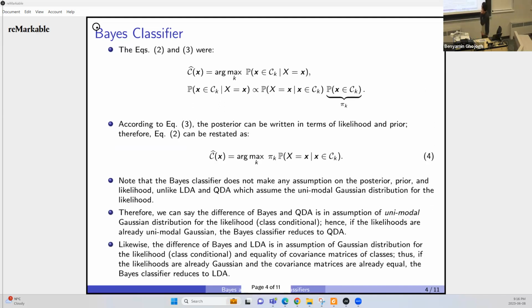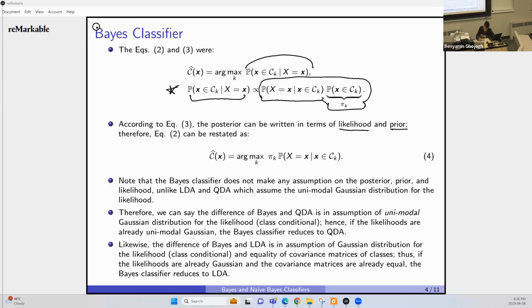Now equations 2 and 3. I'm repeating them here. According to equation 3, the posterior can be written in terms of likelihood and prior. So this was the posterior, this is likelihood, this is prior, right? Therefore, equation 2 can be restated as this. So I can replace this posterior with this. This is exactly what I have done, right?